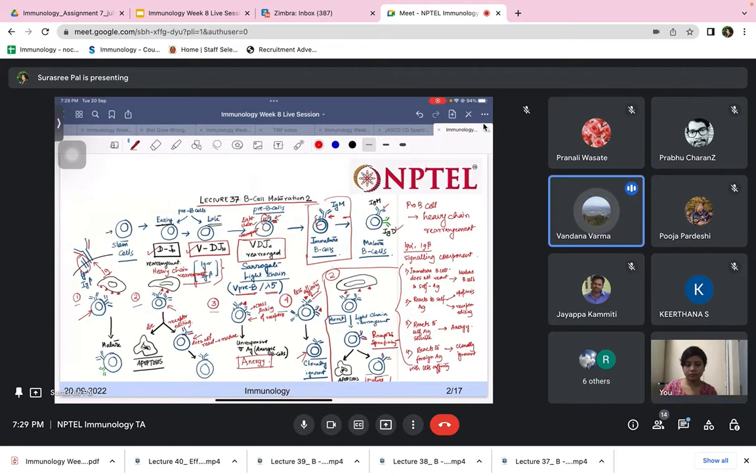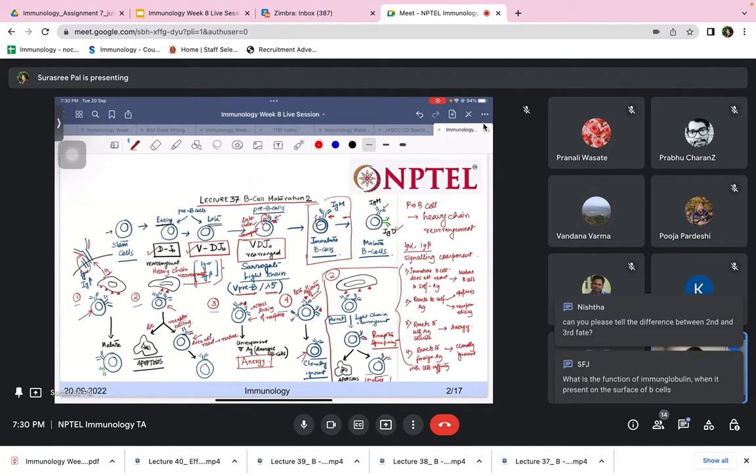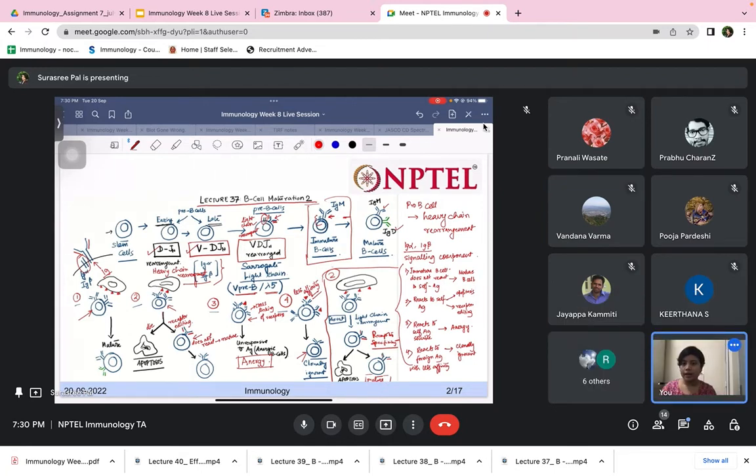These mature B cells will be called naive B cells, is it? Yes, but actually this term "naive" is mostly used for T cells. So these B cells are called mature B cells. Okay, ma'am. Thank you. What is the function of immunoglobulin when it is present on the surface of B cells? It has the same function as that of the antibodies.